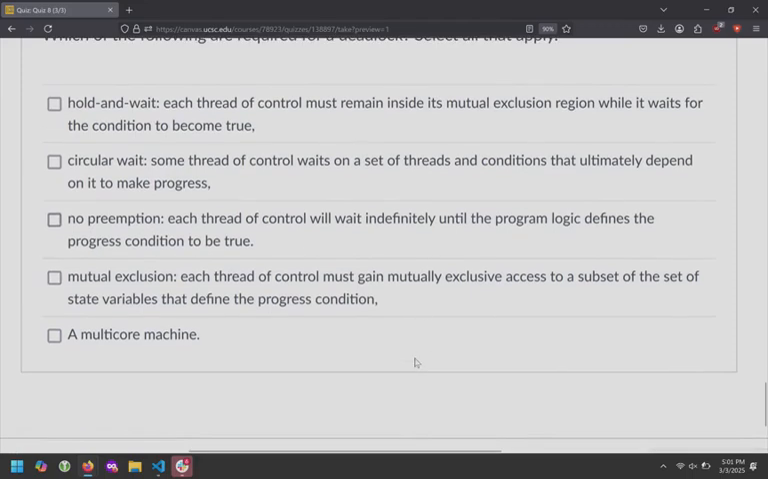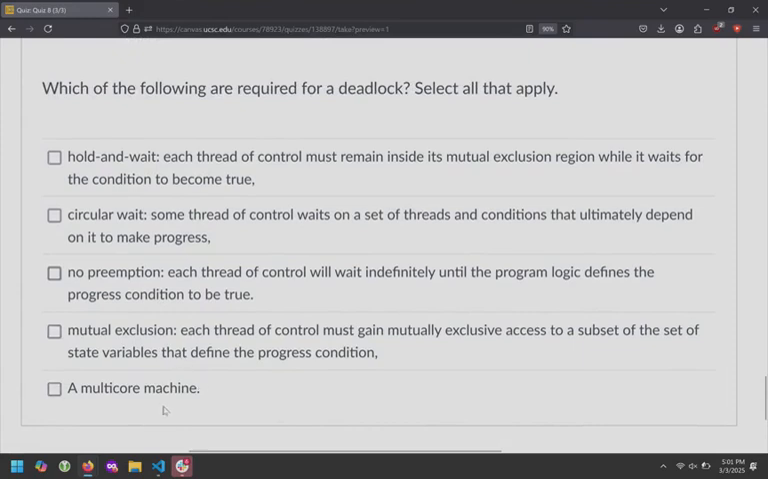Okay. Mutual exclusion, also known as mutex. Is this required for a deadlock? Yeah, this is pretty obvious. You can't have a deadlock if there's no lock. Okay. Do you need a multi-core machine? Yeah, this could happen on a single core machine.